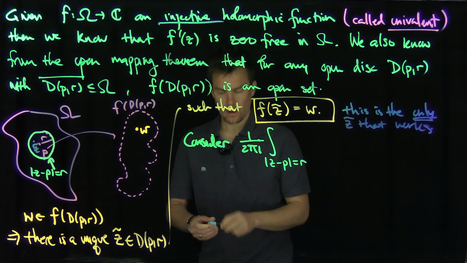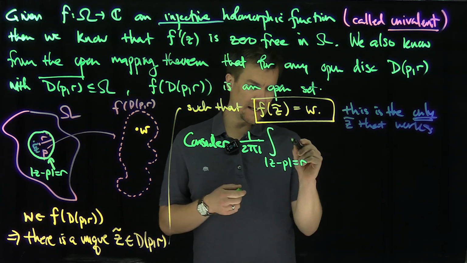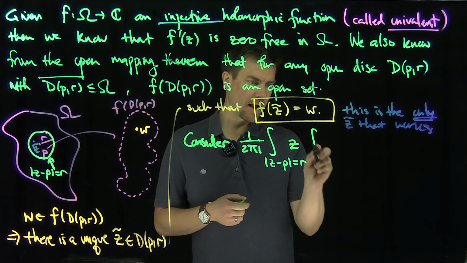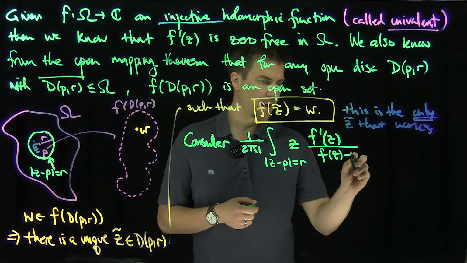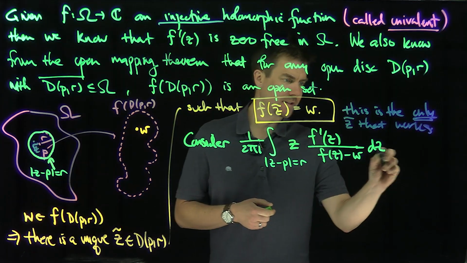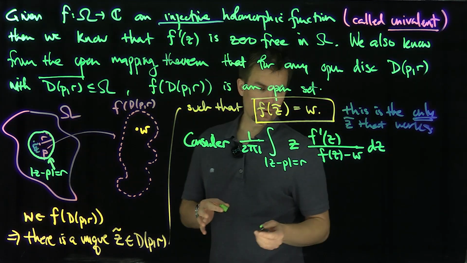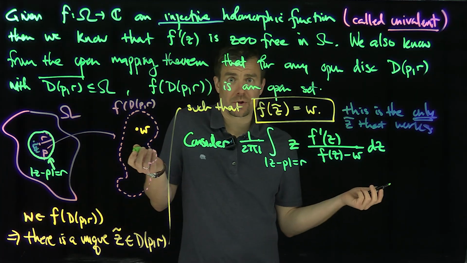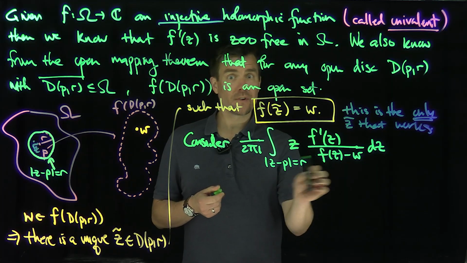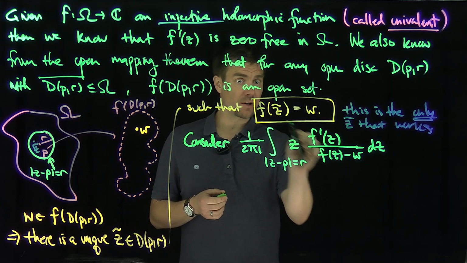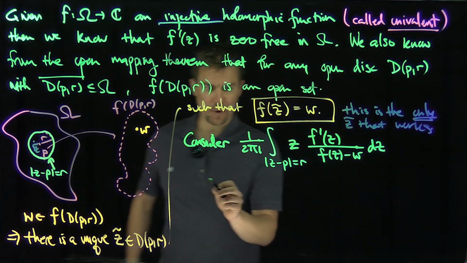The integral is of z times f prime of z over f of z minus w, dz. I'm going to evaluate this integral. I can do it two ways. The first way is to use the residue theorem. Where is this function singular? This function is singular at z tilde because z tilde will output w. So this is the integrand, and this is going to be by the residue theorem.